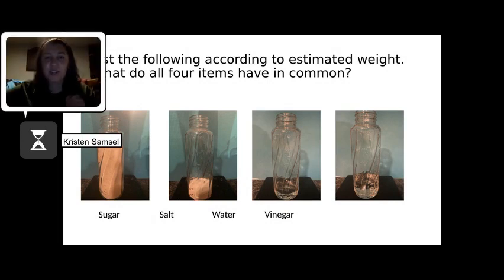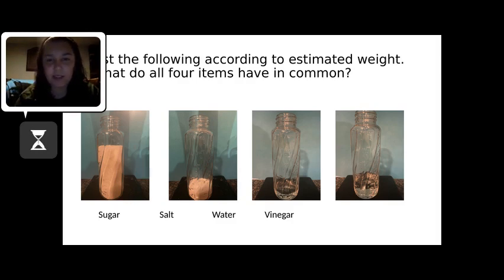All right, so here you see 4 different substances. The alignment is a little messed up, but it's sugar, salt, water, and vinegar. Now, just based on what you see, how would you put them in order based on their weight? And then I want you to also ask yourself, what do all 4 items have in common? So you can put that in the comments.